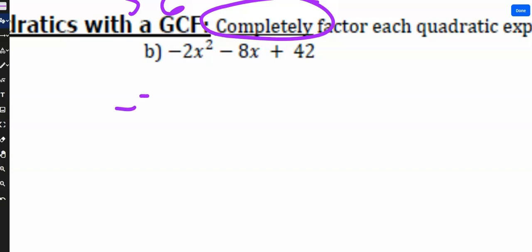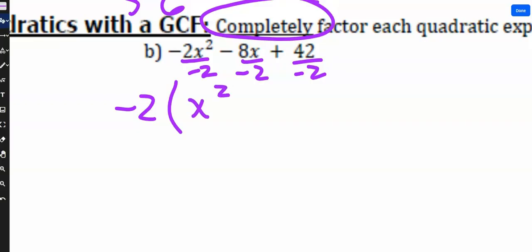Well, once again, here we're going to pull out a negative 2. This is where I'm going to go through and divide everything by the greatest common factor. I'm using the negative because I want to get rid of it and pull it out. Okay, so that's going to leave me like this, and a minus 21.